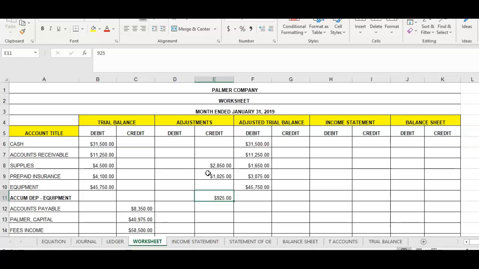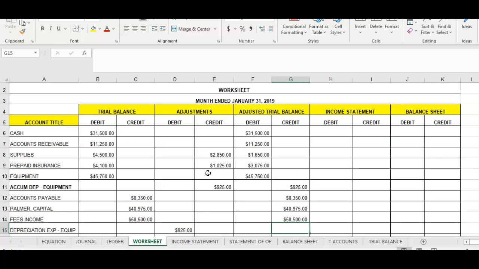So on the adjusted trial balance, the 925 is the new balance, and that is shown on the credit side of the adjusted trial balance. For accounts payable, you get it by now? Yep. A credit of $8,350. Palmer Capital, $48,975 on the credit side. Fees income, $58,500 on the credit side.